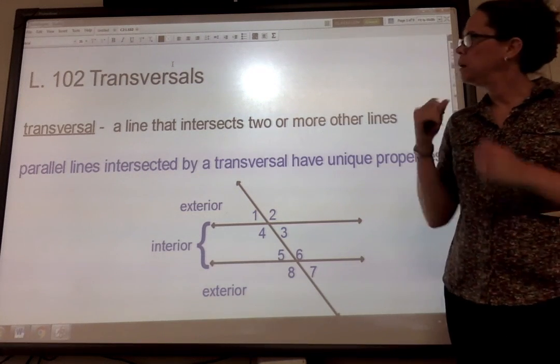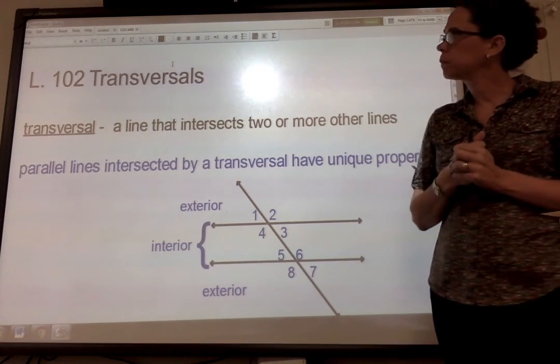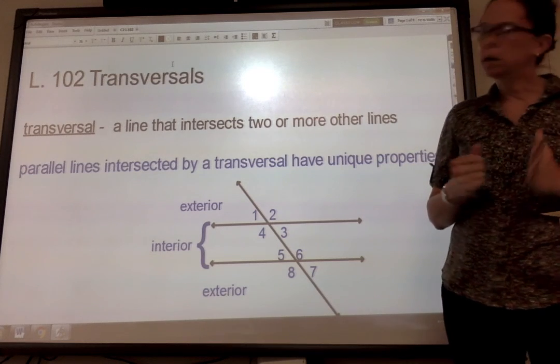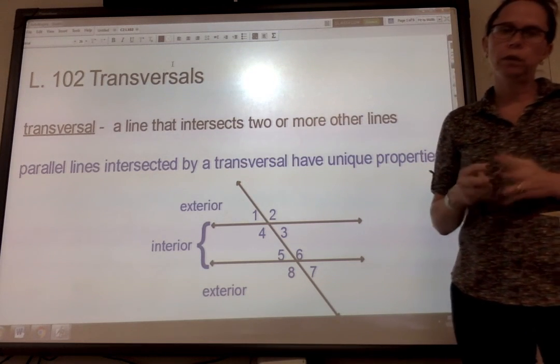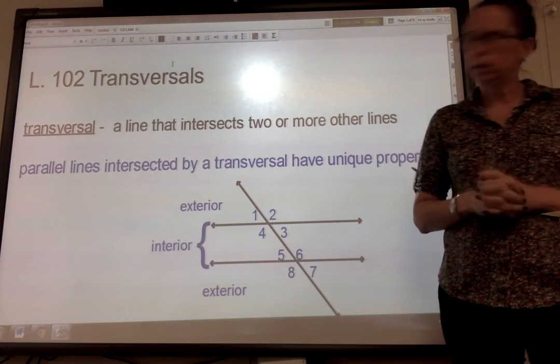Hi guys, welcome to lesson 102. First of all, we're going to be talking about transversals and then we'll move on to talking about simplifying expressions.